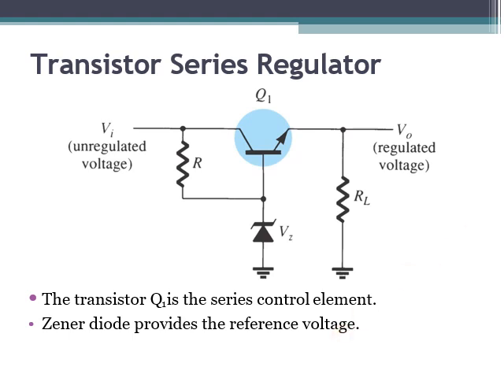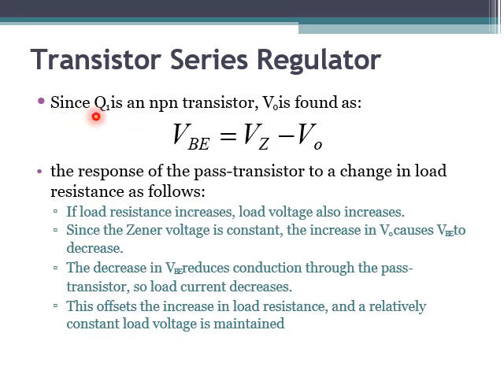Next, since Q1 is an NPN transistor, V naught is related to your VBE. Now VBE is VZ minus V naught. Kindly draw the circuit from the previous slide, then go to this slide, and then only you will understand.